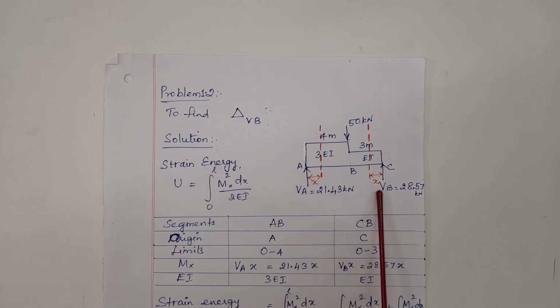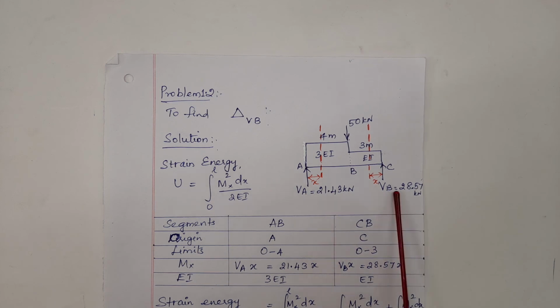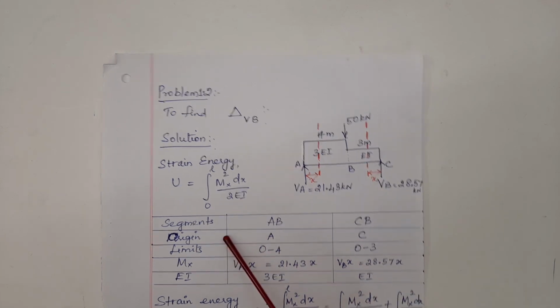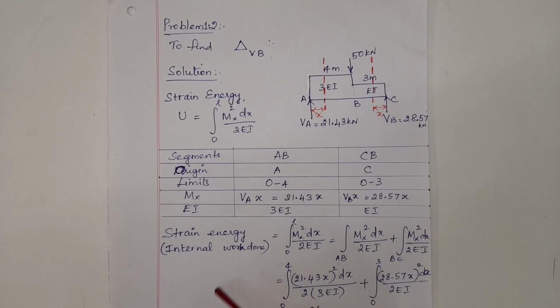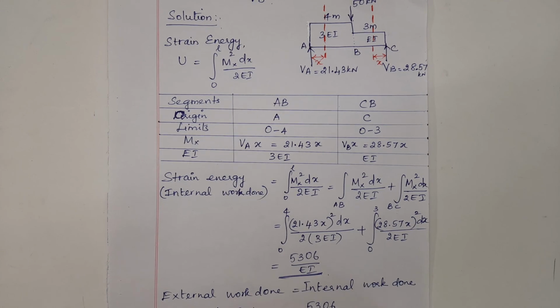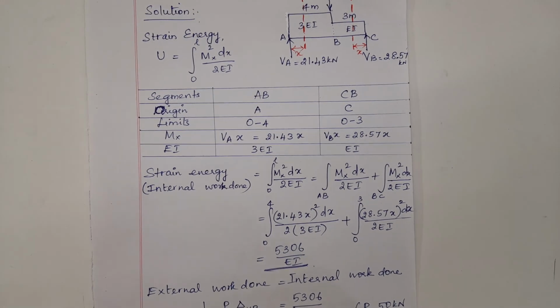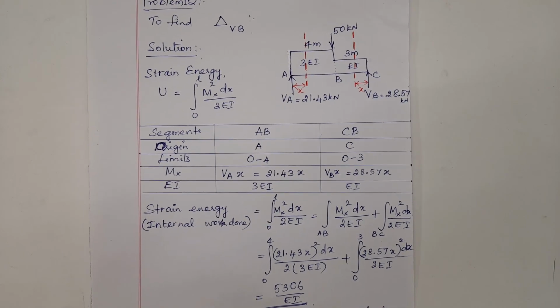We can find the value of VA and VB. It is like a simply supported beam with an eccentric loading, WB by L and WA by L. With these values, we are going to fill in a tabulation to do the integration to find the strain energy internally and equate that with the external work done to find the deflection. So let us see what is written in the tabulation.